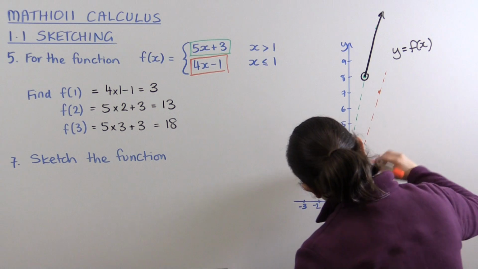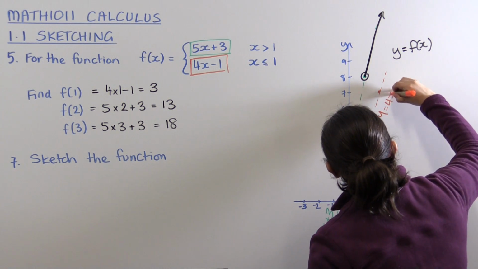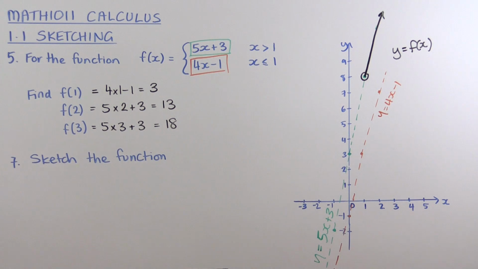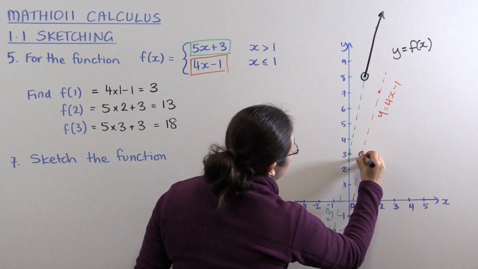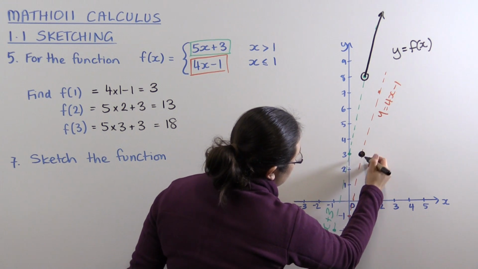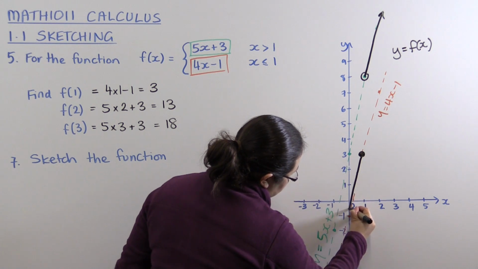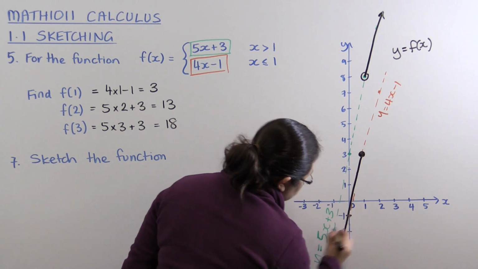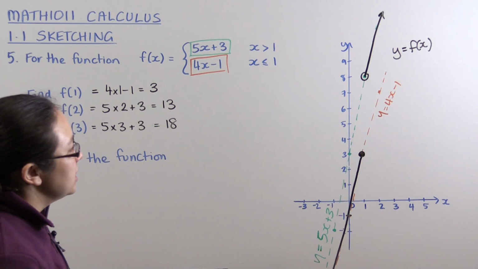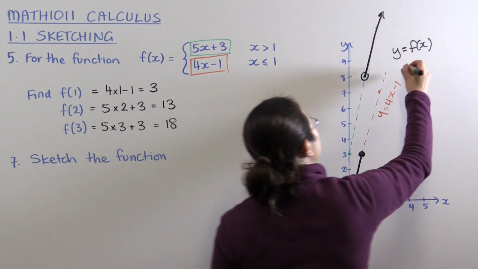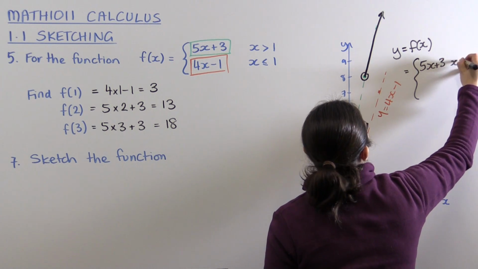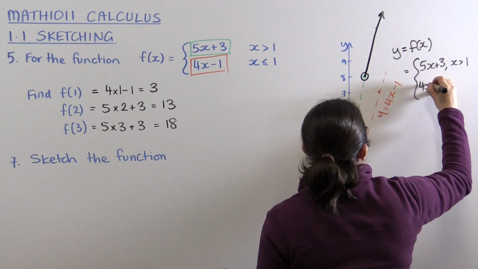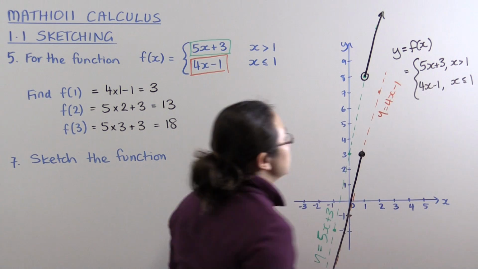So this line is y equals 4x minus 1. But in our piecewise function, we only want to take that line when x is less than or equal to 1. So when x is 1, it's 3, and we want it equal to, so there's a closed circle there. But we want all the values when it's less than or equal to 1, which is here, and it's passing through minus 1 there. So our split function looks like this black curve, which takes on the graph 5x plus 3 for x greater than 1, and it takes on the graph 4x minus 1 for x less than or equal to 1.